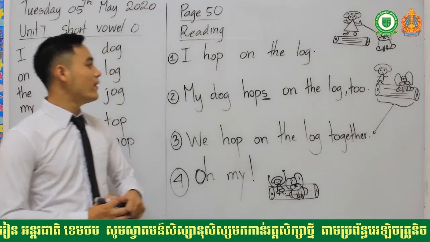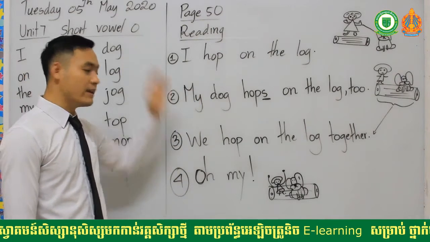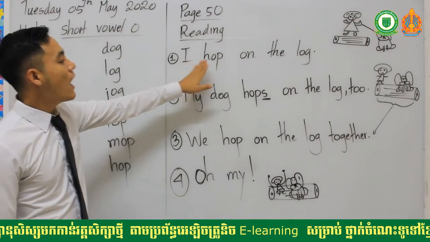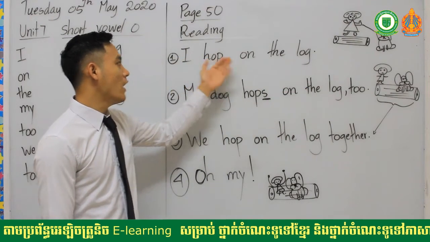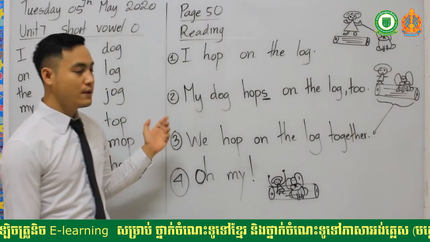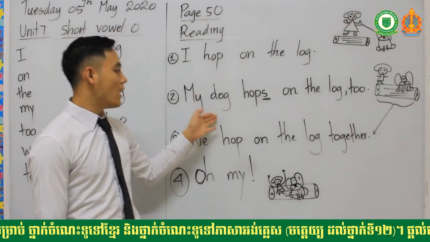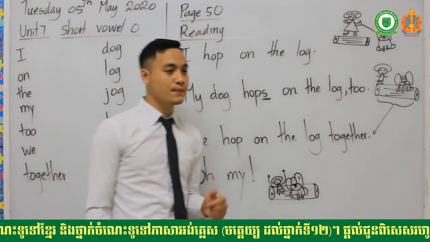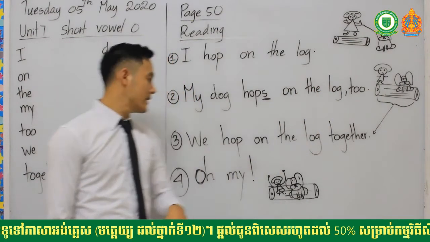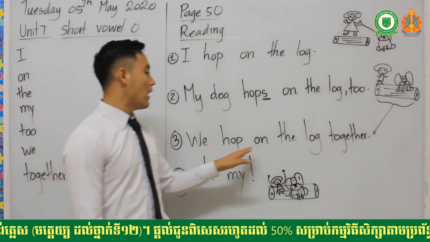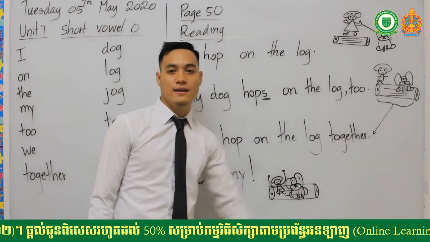Okay, that's it. So now let's read again, and I will tell you what you're going to do after reading this. Go together. I hop on the log. Your turn. Number 2. My dog hops on the logs too. Again. My dog hops on the logs too. Your turn. Alright. Number 3. We hop on the log together. Your turn.